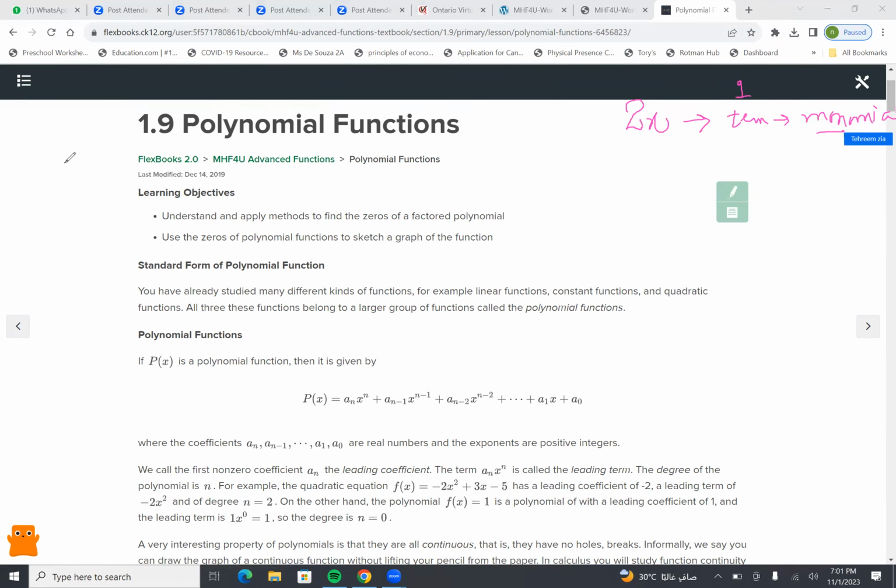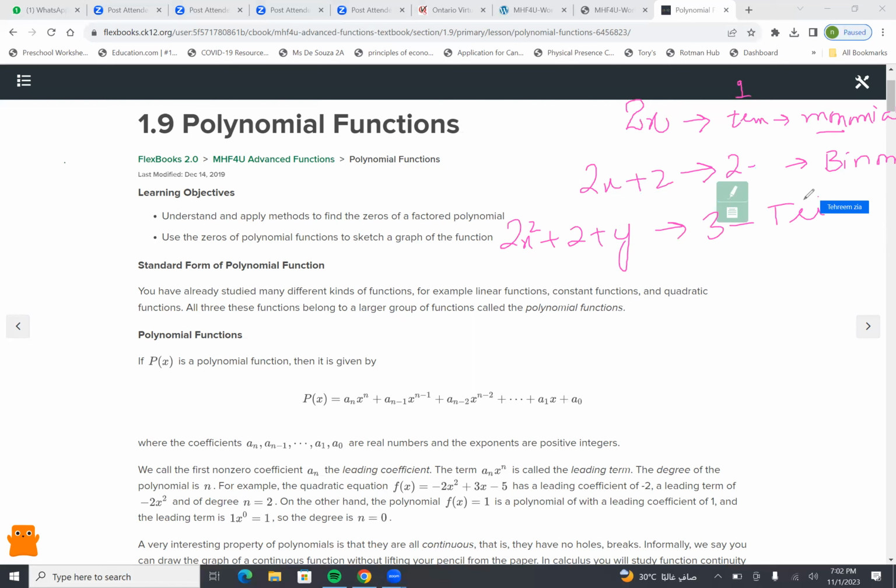Mono means 1 term. If I have 2x plus 2, what is this? 2 terms. It has 2 terms and it is called binomial. Bi means 2. If I have 2x square plus 2 plus y, how many terms? Yes, it has 3 terms and it's going to be trinomial.